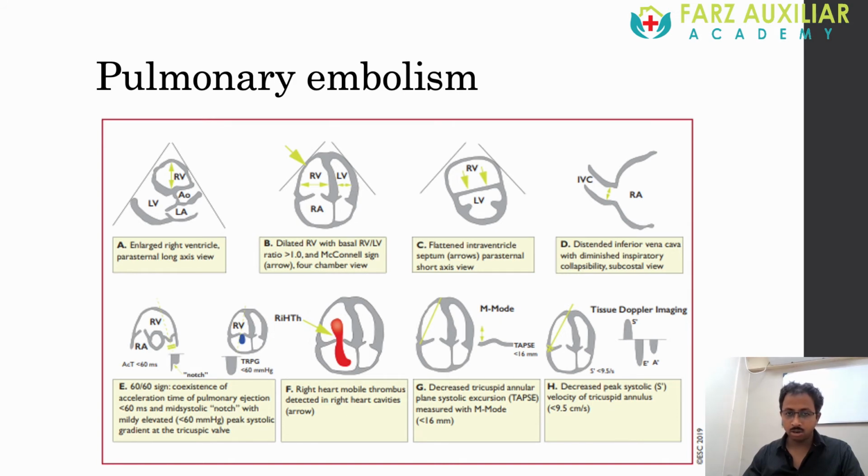And in the fourth picture the IVC is full, and in the sixth picture you can identify any thrombus, and definitely in the G picture there is a decreased tricuspid annular plane systolic excursion that I already told you. If it is less than 16 or 17, that means RV dysfunction is going on. Along with that, the patient is having hypoxia and hypotension, so there is a high possibility the patient is having a PE.